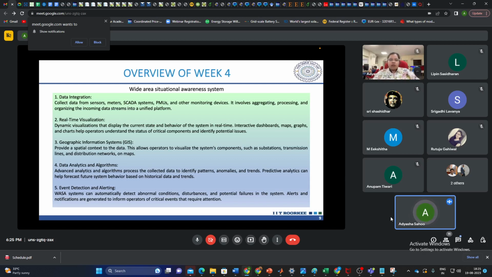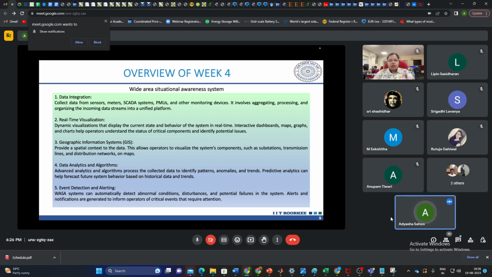Then we have data analytics and algorithms. These algorithms, as I said, will identify the patterns and the trends, and they will do the predictive analysis of what will happen to the system at t plus 1, in the future, based on the data that it is having right now.